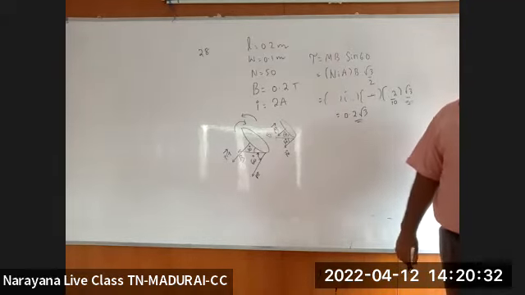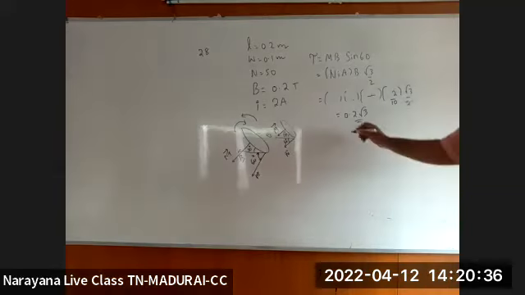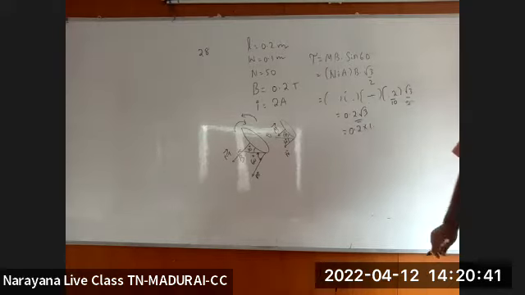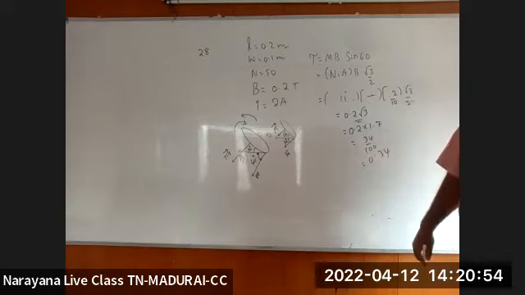Which question did you ask me? 28. The options are given in decimals. So 0.2 into how much? Root 3 I will take as 1.7. So 34 by 100, which is 0.34. The nearest answer is 0.34.